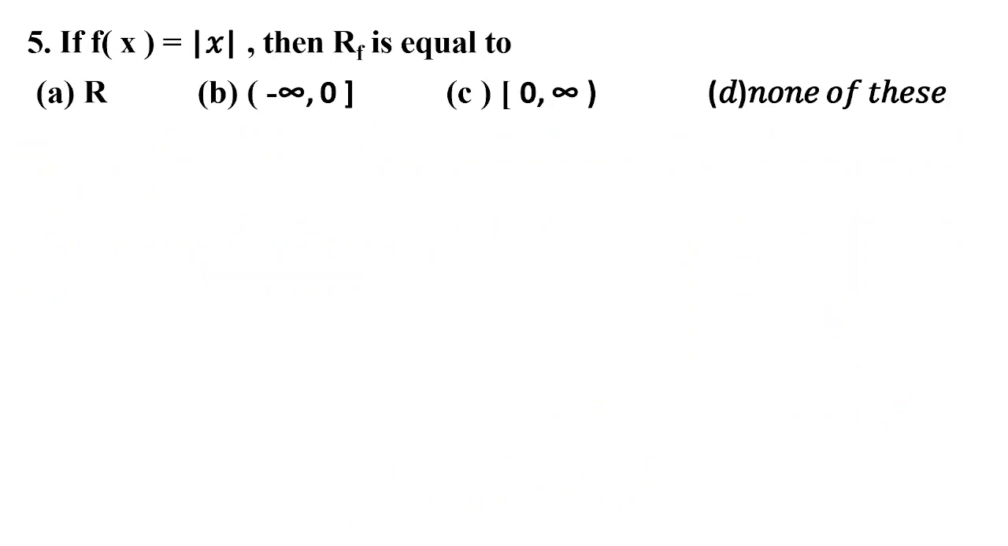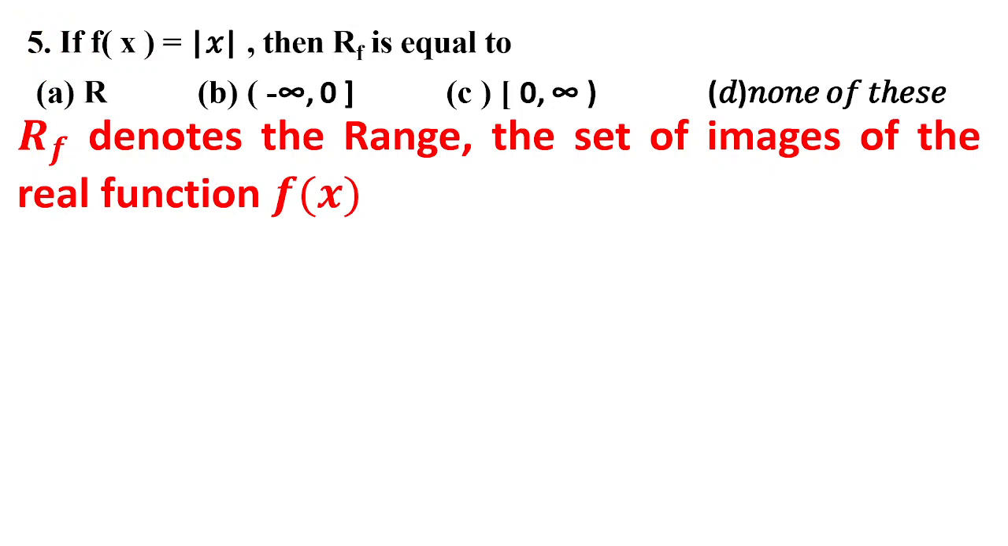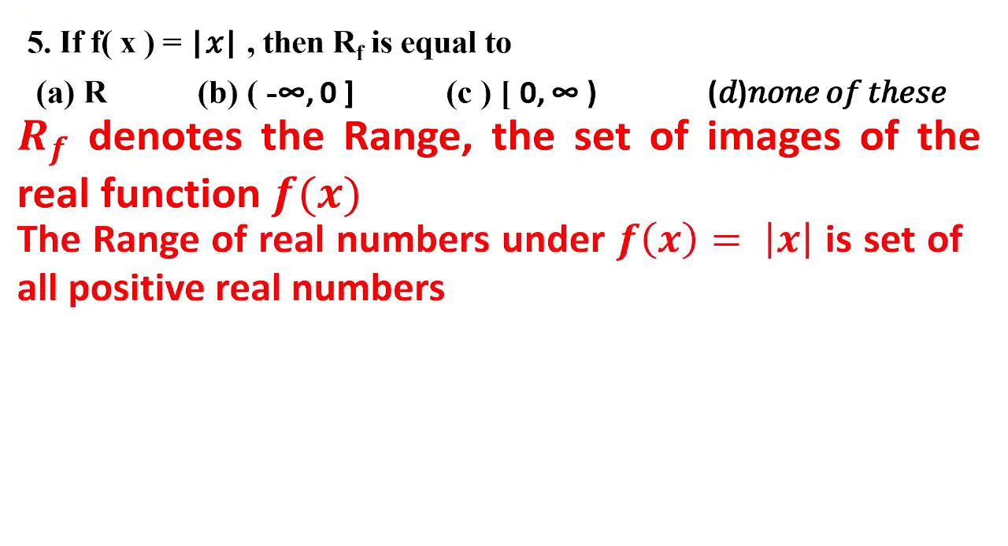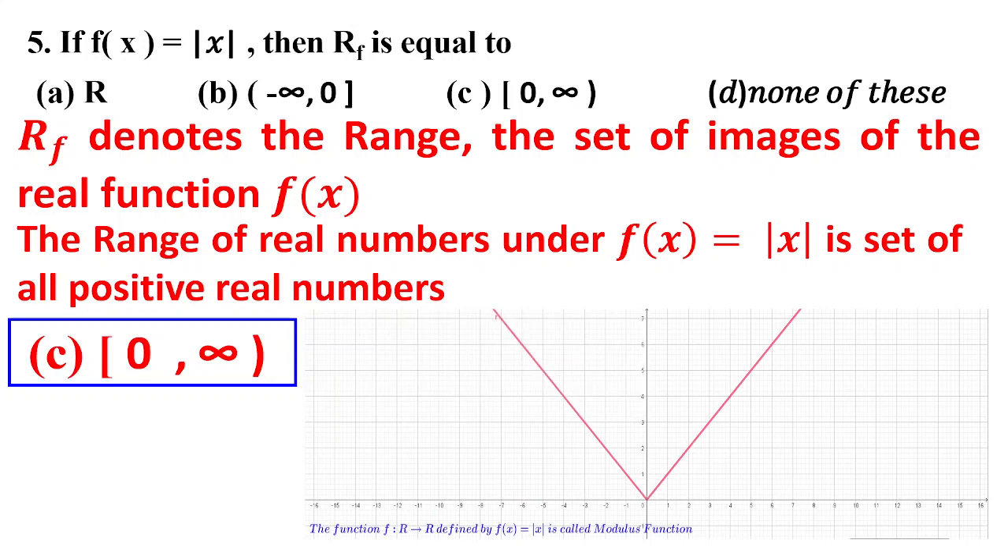Then question number 5. If f of x is mod x, then what is R of f? R of f means we are finding the range of the given function. It is the set of all images of the real function f of x. The range is the set of all non-negative real numbers because under the modulus every negative number also becomes positive. Therefore the answer is 0 to infinity. The answer is C, 0 to infinity. 0 is included.